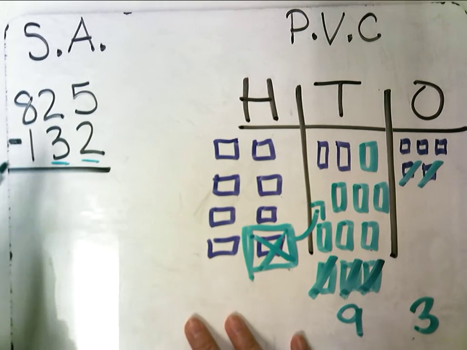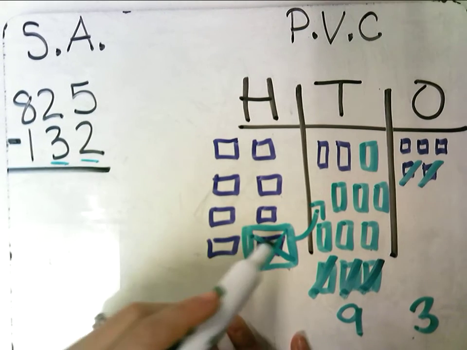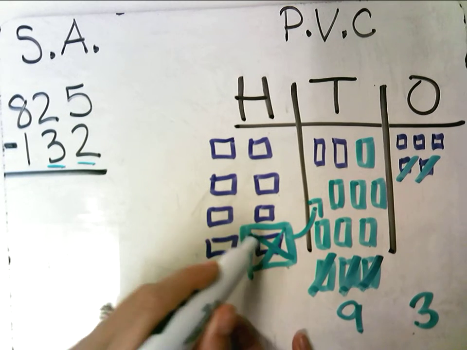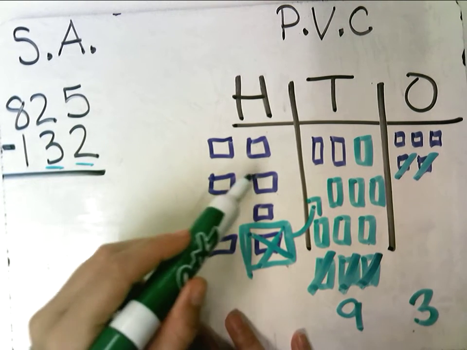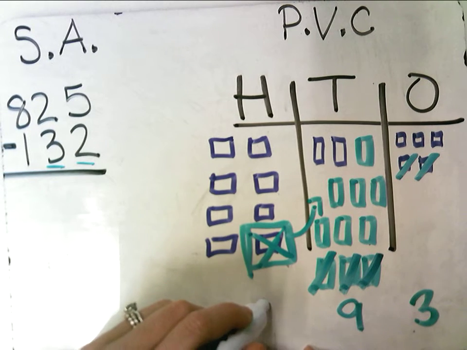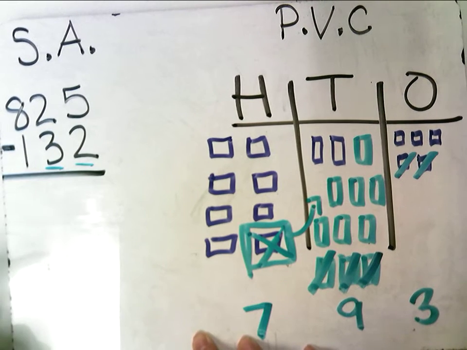Now we're going to look at our hundreds. We've taken away one 100, and how many hundreds do we have left? 1, 2, 3, 4, 5, 6, 7. 7 hundreds. I'm going to write that down there.